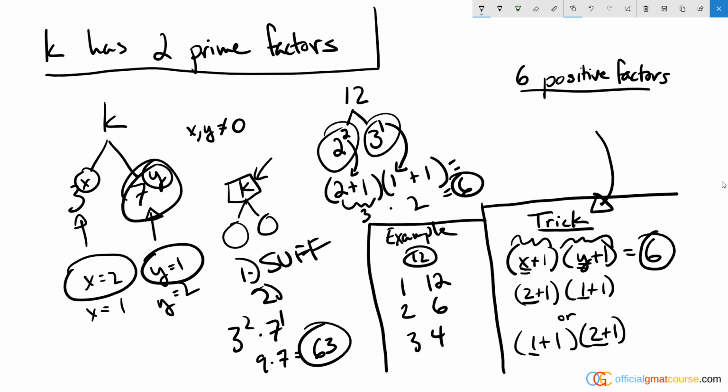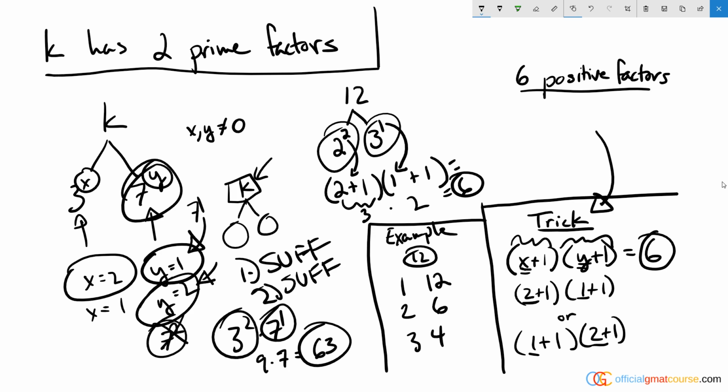Statement 2 says that 7 squared is not a factor of k, but we know 7 is a factor of k. And so that must mean that y is equal to 1, because the only alternative option was for y to equal 2, but we know 7 squared is not a factor of this number, so it must be 7 to the 1. So statement 2 also gives us the same information as statement 1, and it's also sufficient. We know that it's 7 to the 1, and then we must have 3 to the 2 paired with it, given the info they gave us in the question stem.